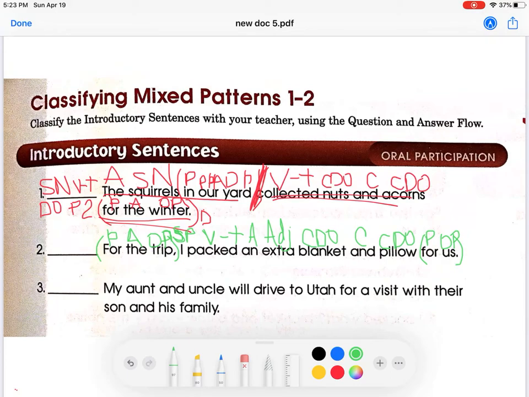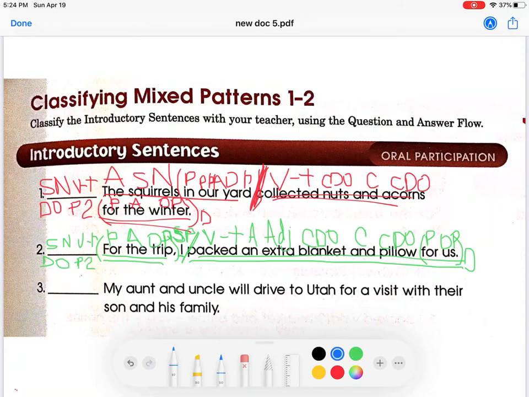Now we're going to divide between I and packed. I is the complete subject, so I'll have to quick underline that. And then for the trip is actually part of my complete predicate because it talks about for what they packed. For. Okay, so that has to be double underlined. So the complete subject is just I. And then it is a declarative sentence. Again, your pattern: subject noun, verb transitive, direct object, pattern two.